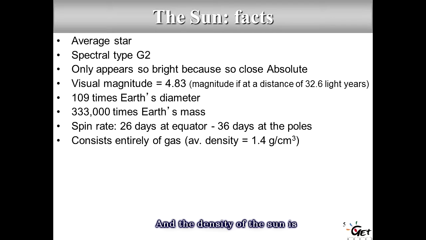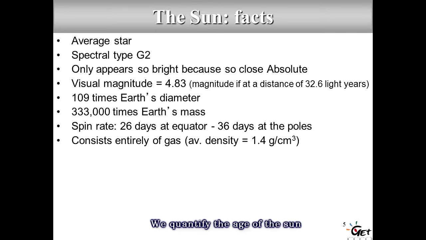And the density of the sun is 1.4 times the density of water. It's consisting entirely of gas. There are no solid bits in the sun. It's only gas, and mainly hydrogen, as we will see later today.